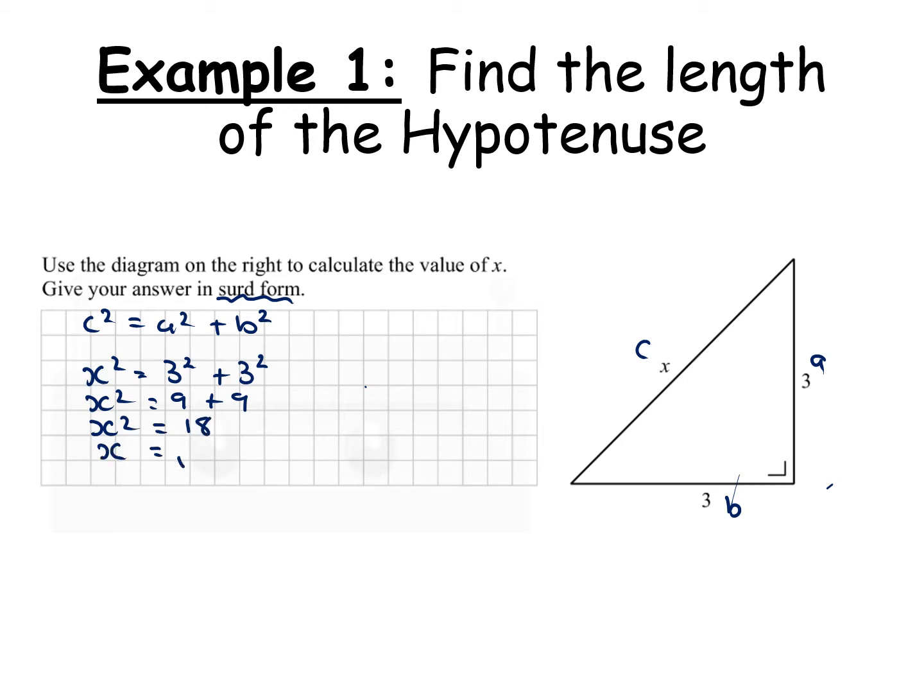x is equal to the square root of 18. So x, when that is simplified down, although square root of 18 is in surd form, it's not in the simplest surd form. So we can simplify that even more and we get 3 root 2. If they asked us to convert that or to give the answer to so many decimal places, that would easily be done from our calculators.